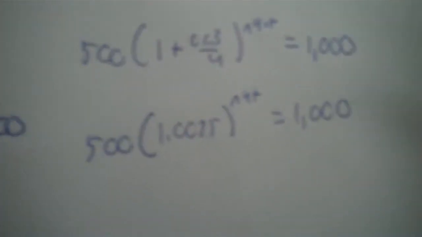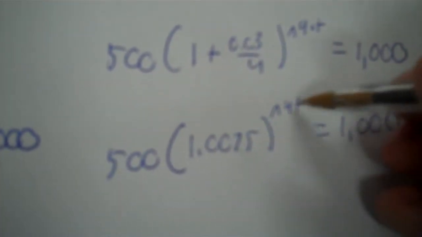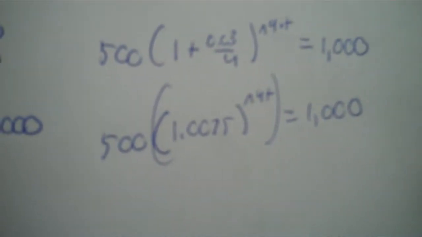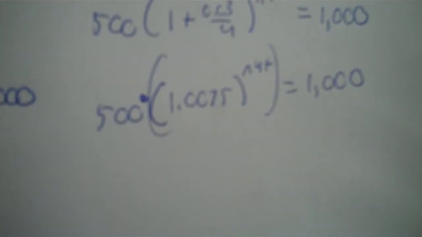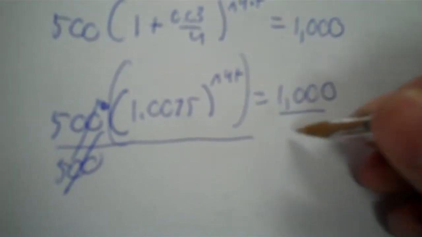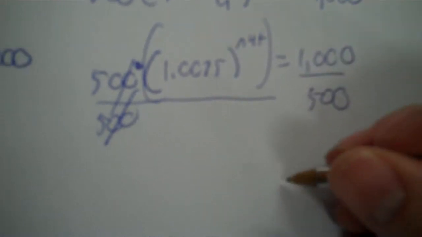So what do you normally do? Well, you parenthesize the power in its base. So you can have a parentheses and a parentheses. Then outside the power, you have a times 500. You need to get rid of that by dividing by 500. That gives us 2.